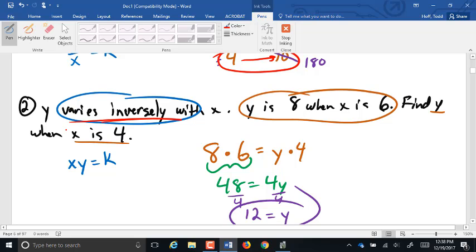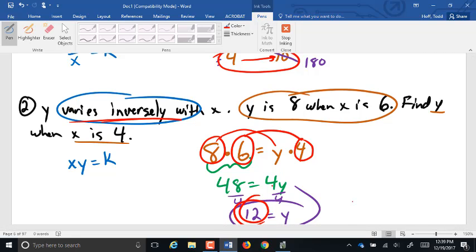Varies inversely, x got smaller, went from 6 to 4. Y got larger, went from 8 to 12. Inversely means just that. They do the inverse or the inverted, the opposite. One gets bigger, the other gets smaller. Any questions on those?